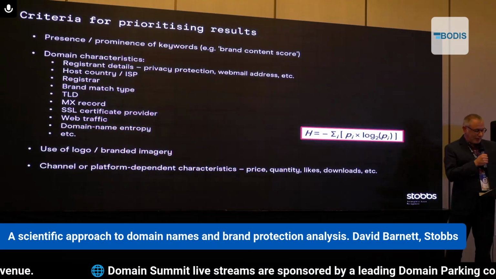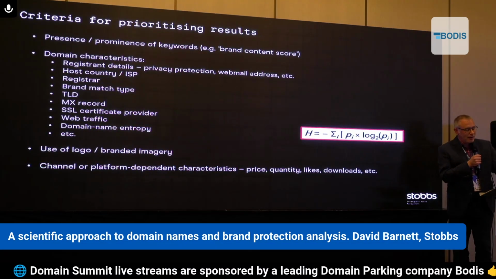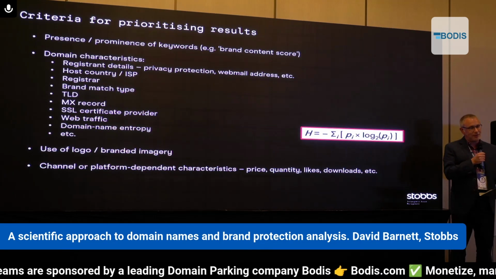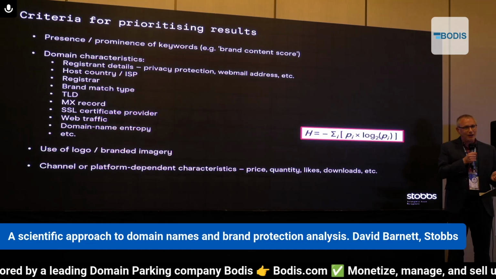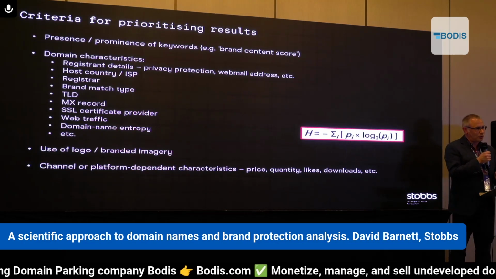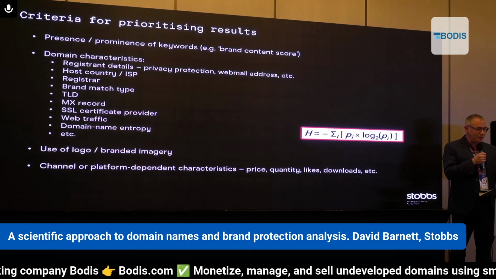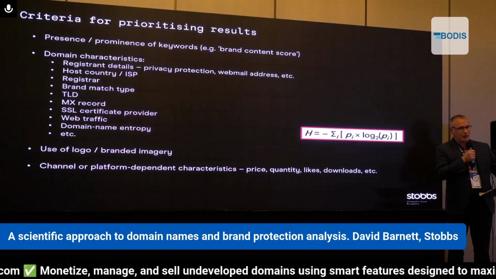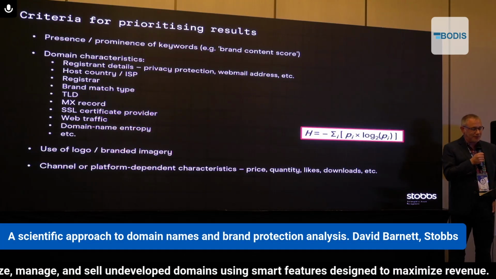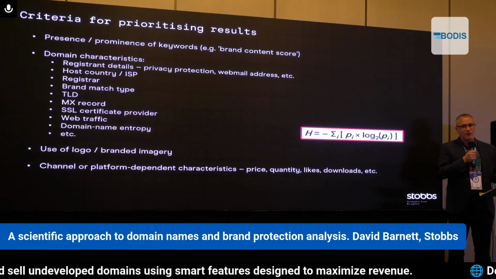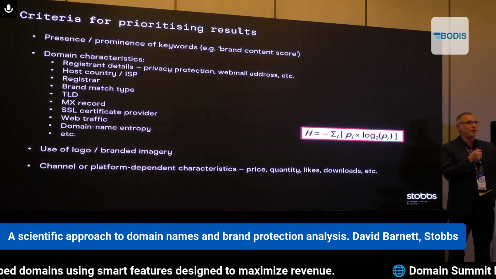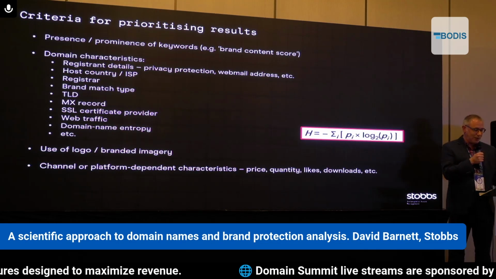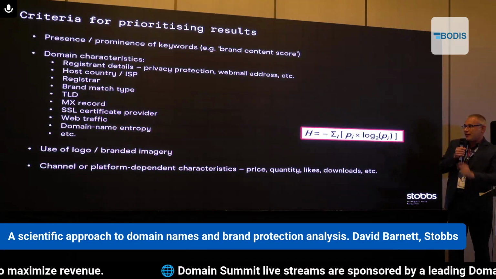So this is, again, quite a busy slide here, but really, I guess the thing to take away from this is there's a number of different criteria or characteristics of websites or domain names that you can use as a basis for prioritizing which ones you should be looking at first or be most concerned about. So things like, if you brought back a load of web pages about a particular brand, one of the easiest things you can do is to say, okay, which are the pages that are most about this brand? So you can look for things like the presence and the prominence of keywords on the page. And there's a whole suite of other characteristics you can look at.